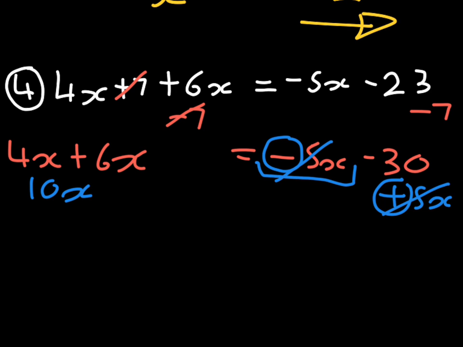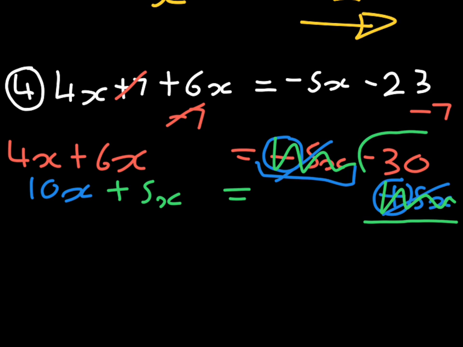Right, and whatever we do to the one side, we have to do to the other. So remember, we added 5x to the right-hand side. We will therefore also need to add 5x to the left-hand side. And this equals, now as I said earlier, the minus 5x and the positive 5x will cancel, meaning that we will only be left with negative 30.